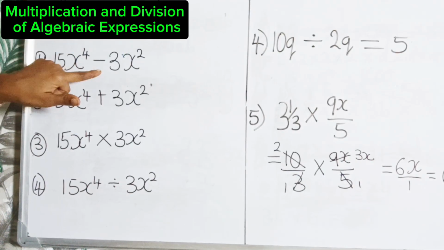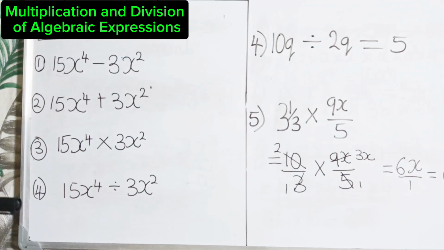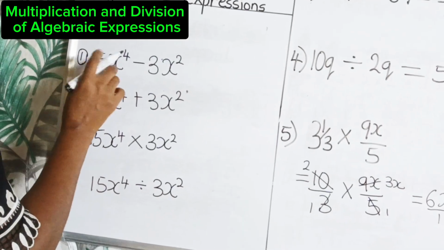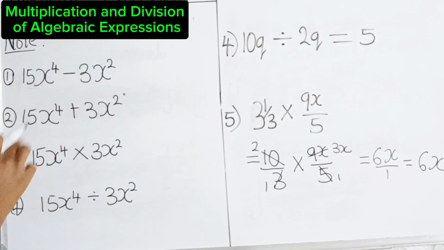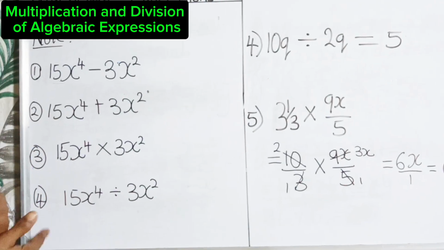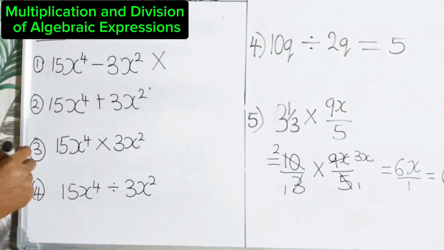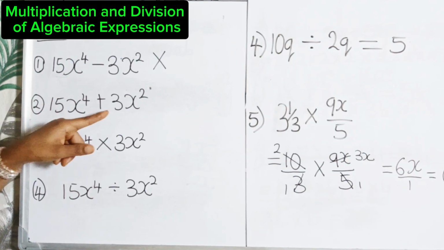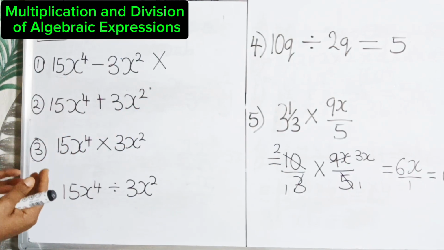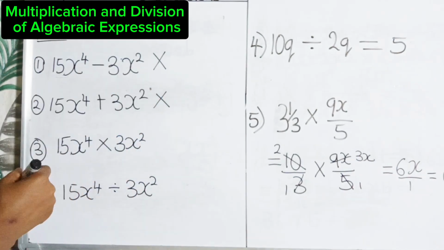Please note that 15x raised to the power 4 minus 3x raised to the power 2 cannot be simplified, okay? Because we don't have like terms here. What we have is unlike terms. It's just like saying 15 oranges minus 5 mangoes. They are not like terms. You can't subtract them. So these cannot be simplified. Now here we have 15x raised to the power 4 plus 3x raised to the power 2. They are not like terms. They are unlike terms. So these cannot be simplified.